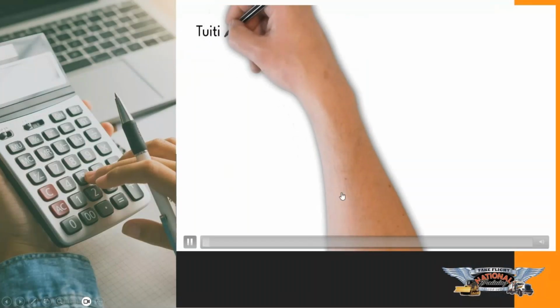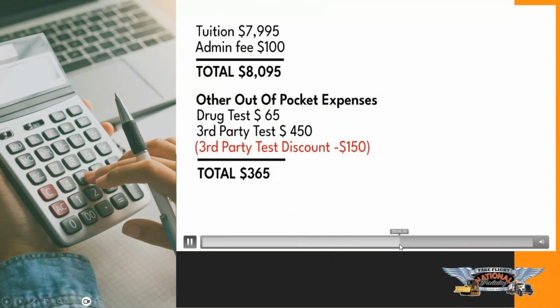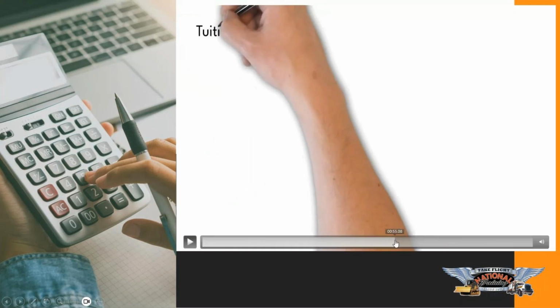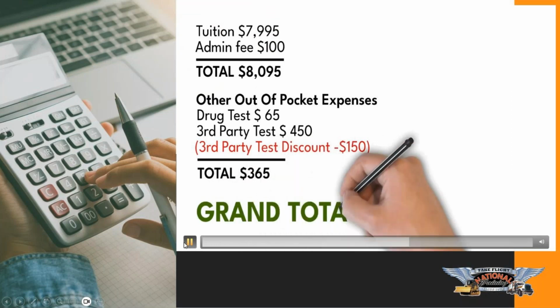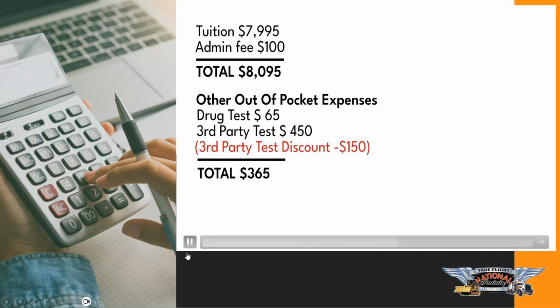Now the big question. Let's talk money, right? I'm going to go ahead and just skip through here to the bottom of it. That way you're not watching this. Let's see here. It didn't keep it. So the tuition itself is $7,995. $100 admin fee brings it to $8,095. There's some other out-of-pocket expenses.